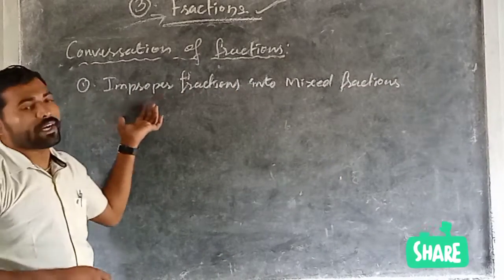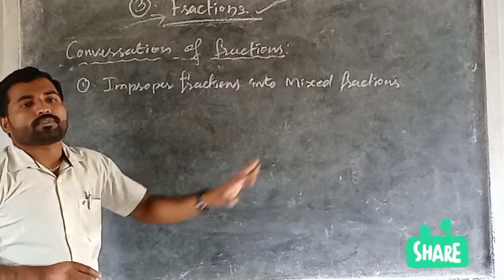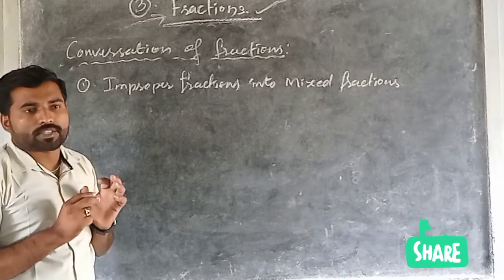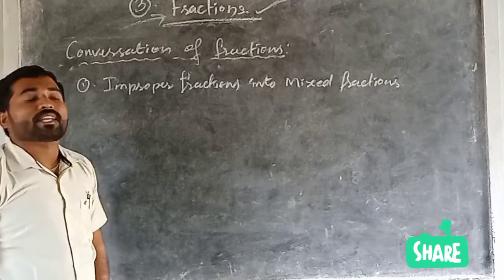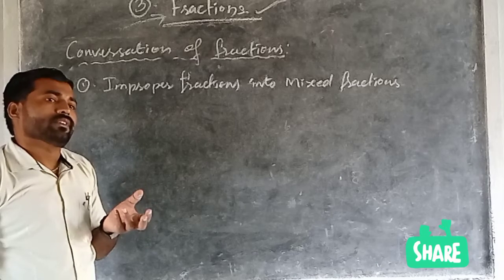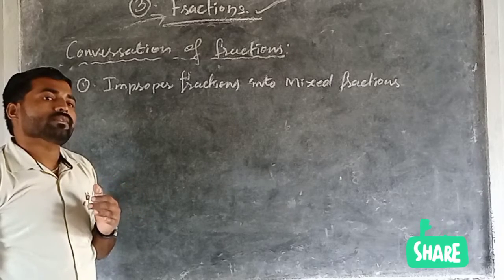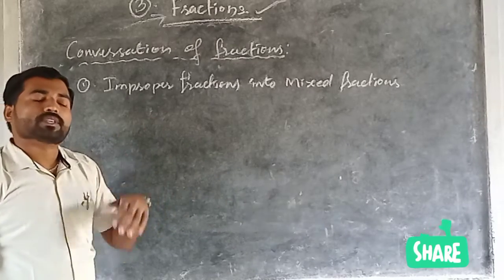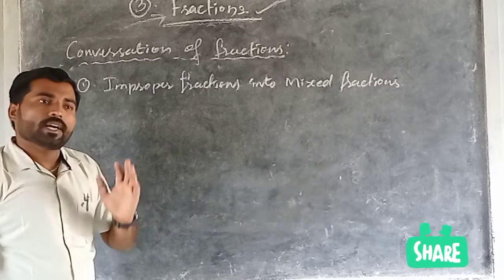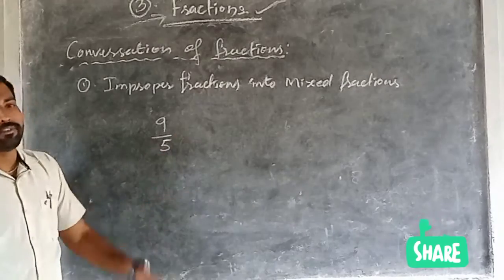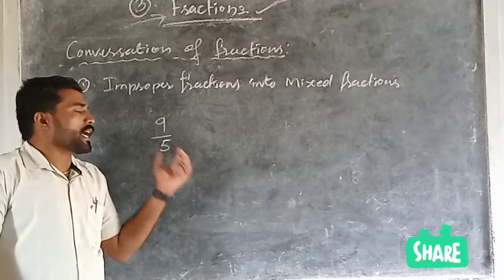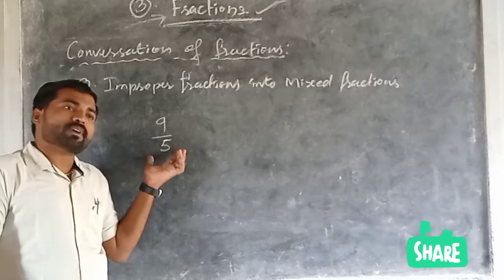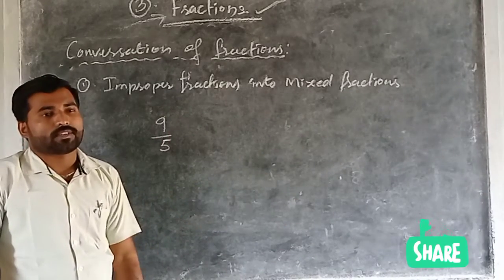Now let us convert an improper fraction into a mixed fraction. Tell me any improper fraction. What is meant by an improper fraction? The numerator is big, the denominator is small, that means the numerator is greater than the denominator. Written 9 by 5 here. This is an improper fraction. Yes, sir.